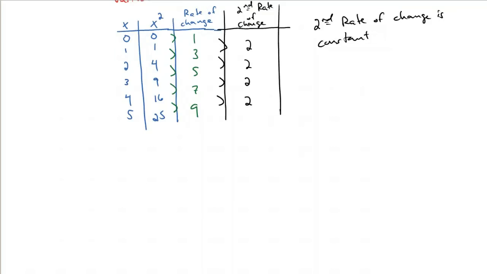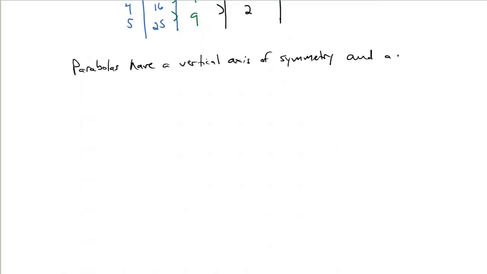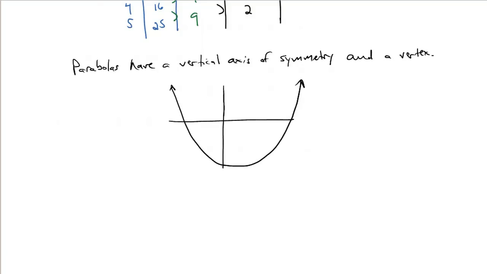Okay, I'm assuming that you've had some work with quadratics, and you know that their graphs are parabolas. And parabolas have a vertical axis of symmetry and a vertex. So some parabola, maybe it looks like this. Okay, maybe this is the axis of symmetry, and the vertex is here.